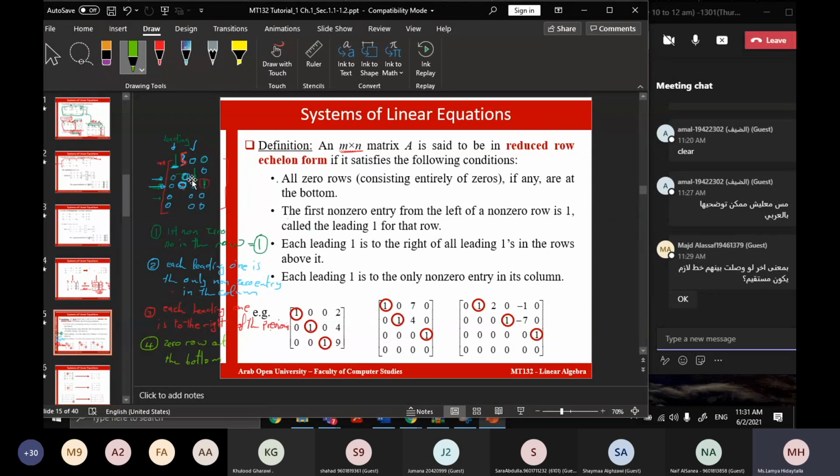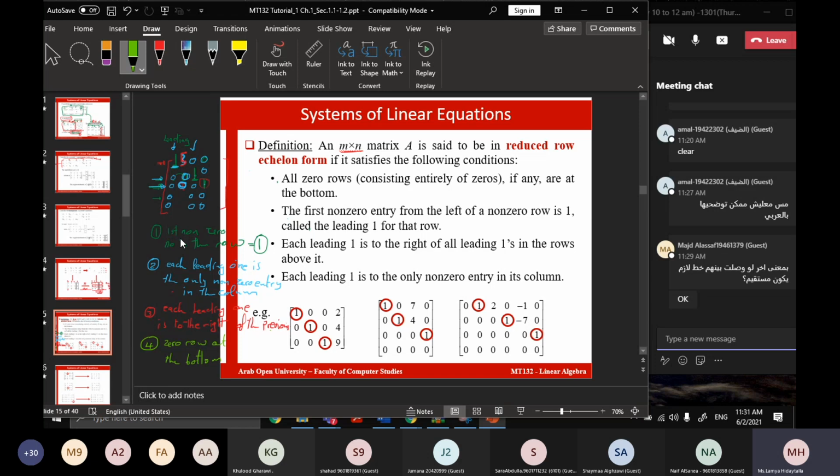Now this is a leading one. All the others in this column should be zeros. Here, this is a leading one. All the others should be what? Zeros. Okay, this column here has no leading one, so I can have numbers here. No problem.